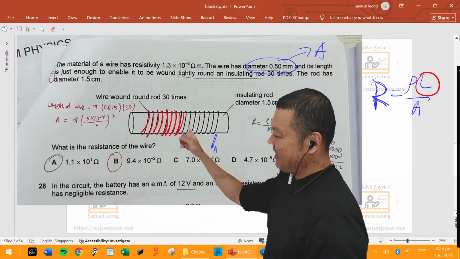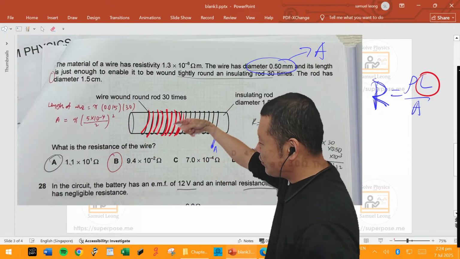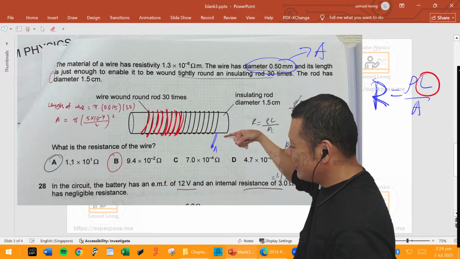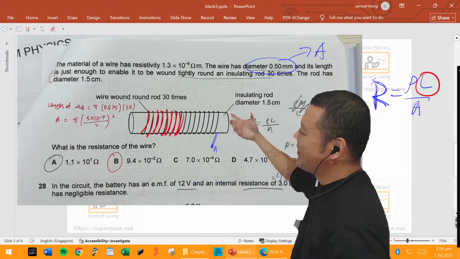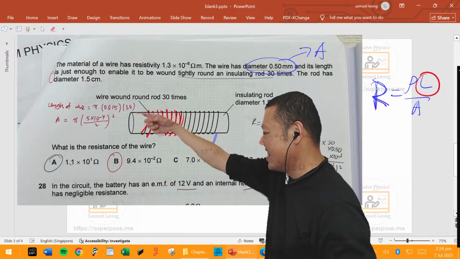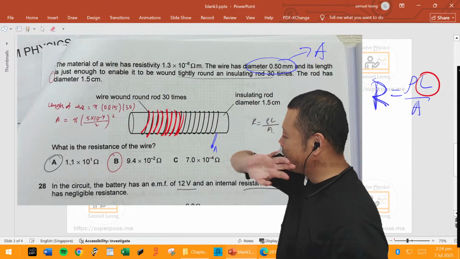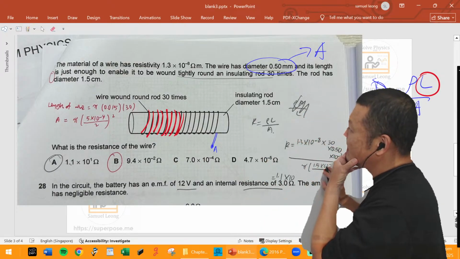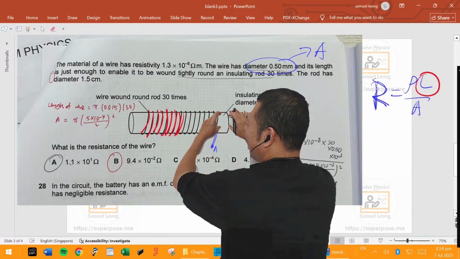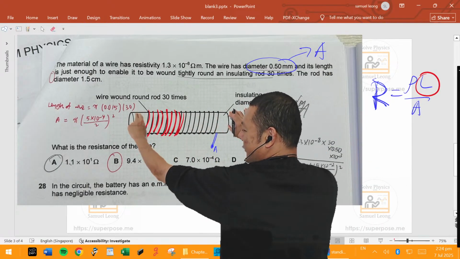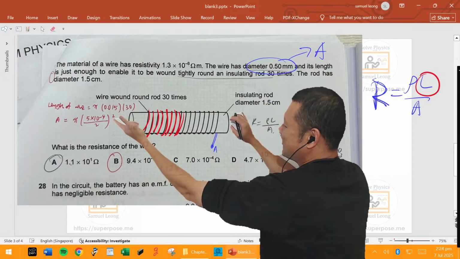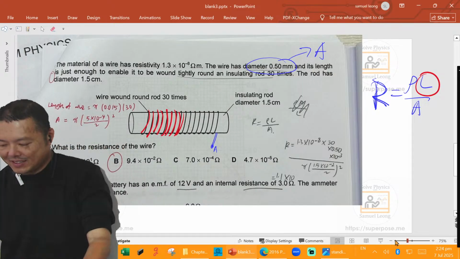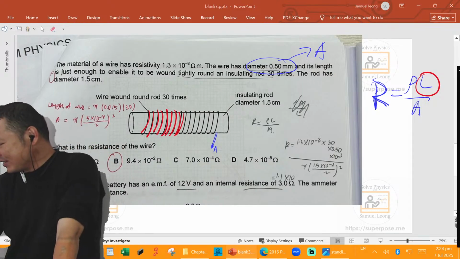Correct? Because the current needs to flow through the entire length. It is the circumference of the cylinder, then you multiply by 30 times. The rod is the holder. So actually, you're just trying to find 30 times the circumference. That will be the length of the wire. Silly question though, actually. They're being annoying.